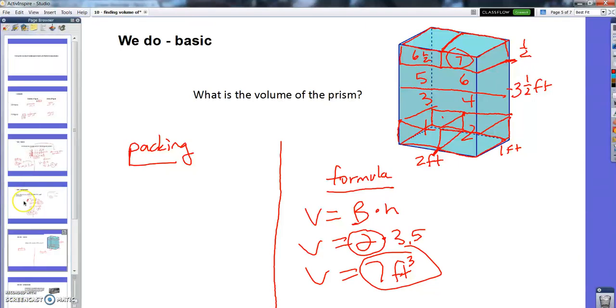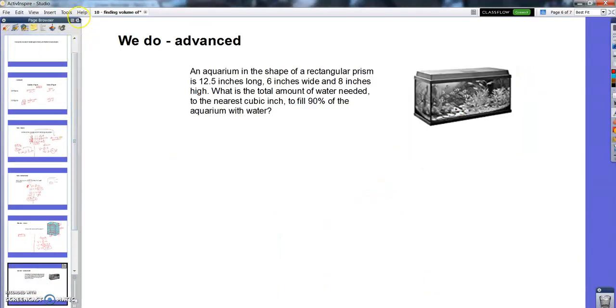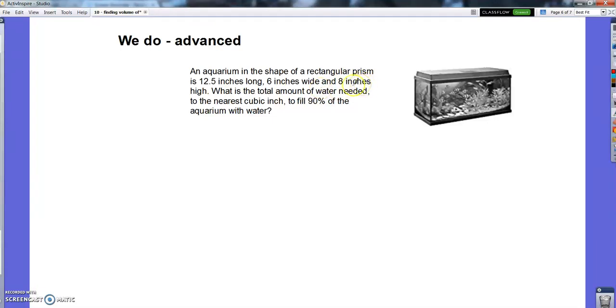All right, let's do a more advanced one, different than the last one. Do a real thinker. I found this question; I thought it'd be a really good one. An aquarium in the shape of a rectangular prism is 12.5 inches long, 6 inches wide, and 8 inches high. I'm going to go ahead and label what I think those mean.